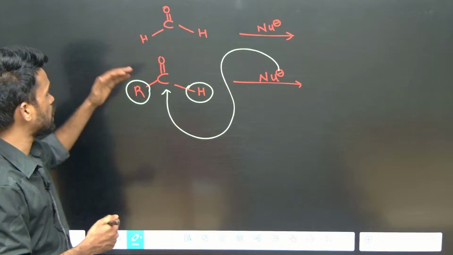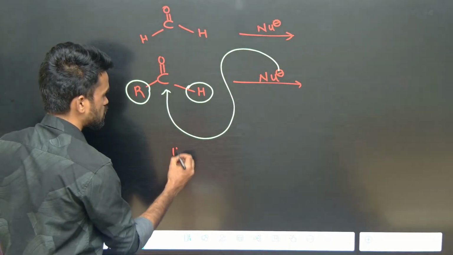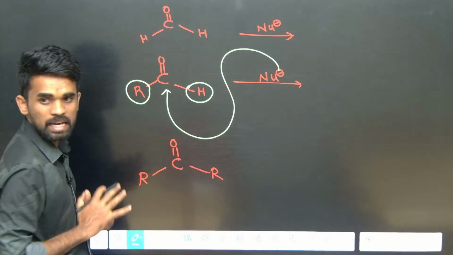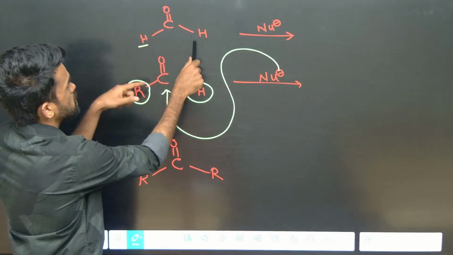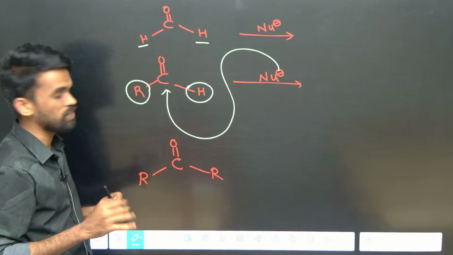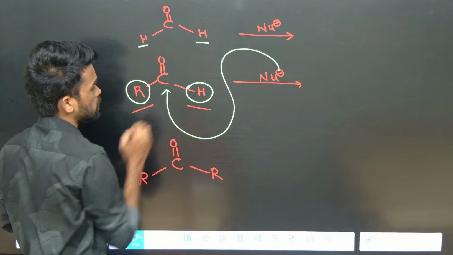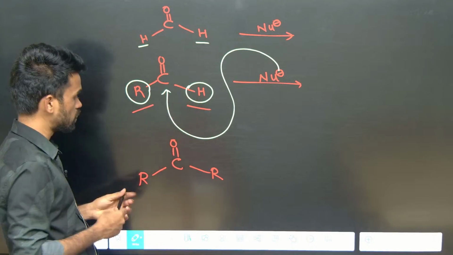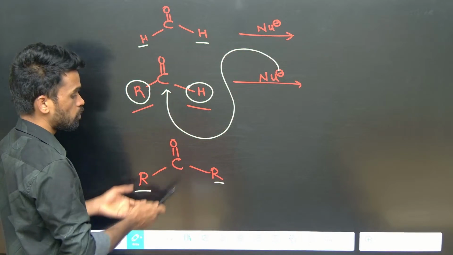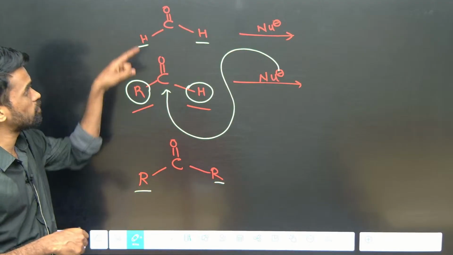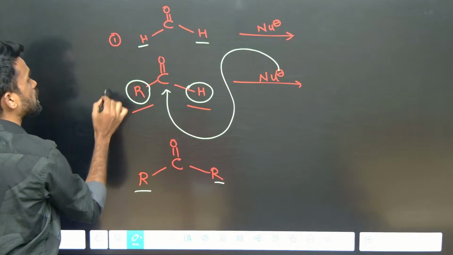There will be 3 options given in this manner. R means consider alkyl groups. Do we have any alkyl groups here? No, small hydrogens only, and in this case one alkyl group and one hydrogen. So a small group is present here. Here both of them are alkyl groups, both bulky groups. Here one bulky group. Now tell me, in which case can the nucleophile attack easily?